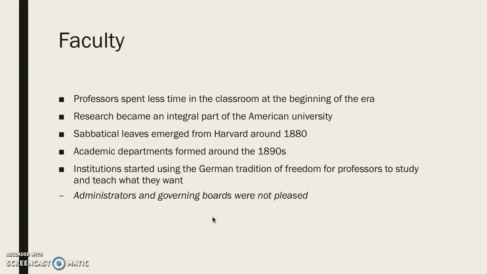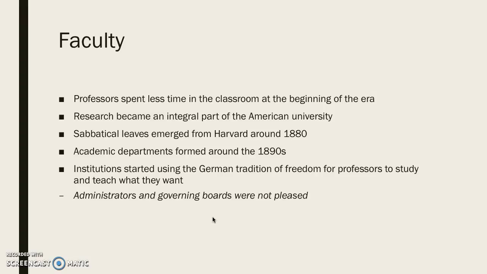Research really became an integral part of the American university, and with that came the emergence of the sabbatical leave from Harvard around 1880. This allowed professors to engage in further study and remain in their current field. Academic departments formed around the 1890s due to these specialized fields, and this came from the German influence.